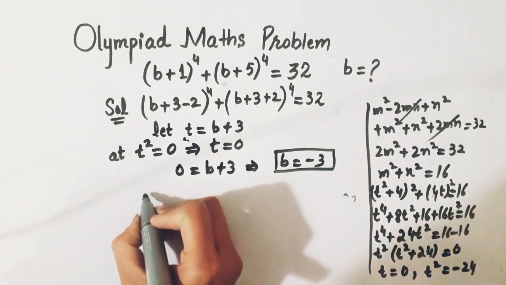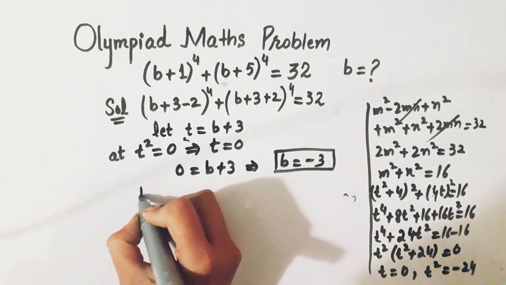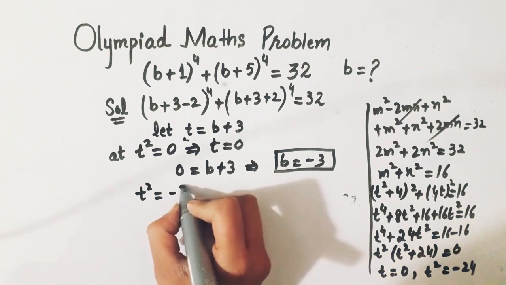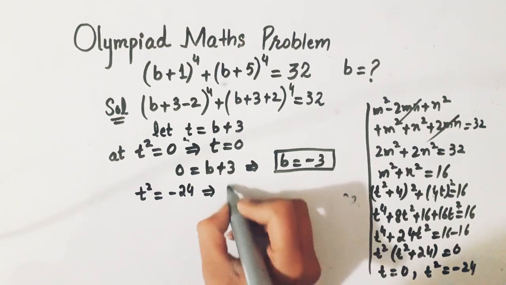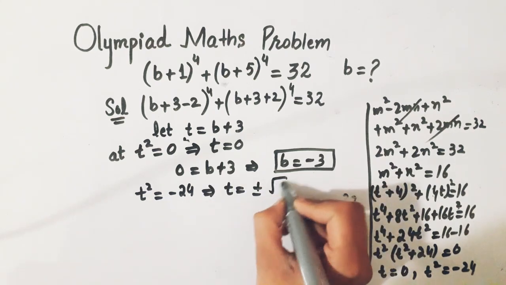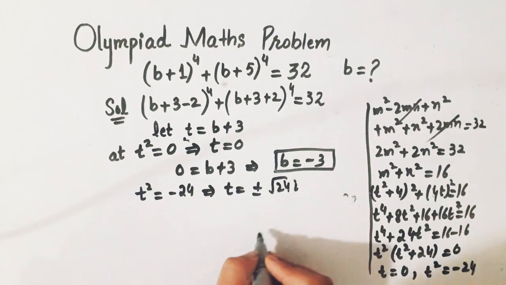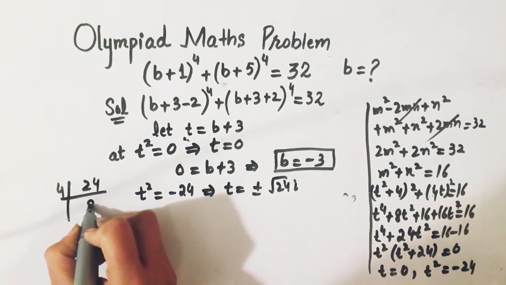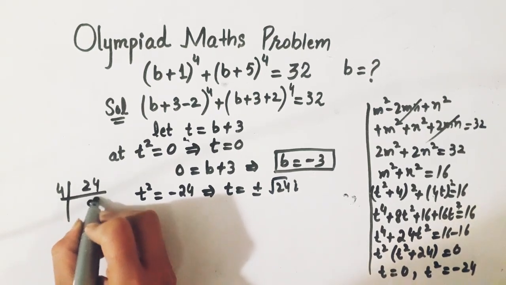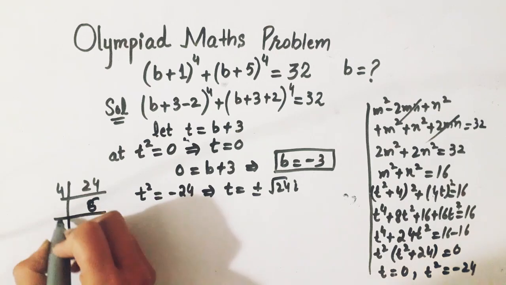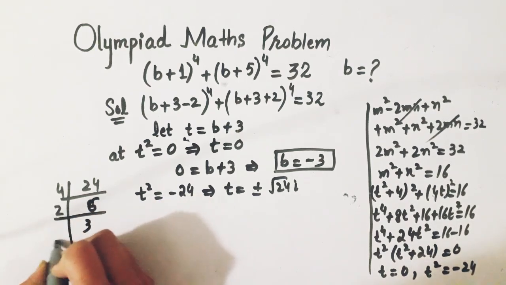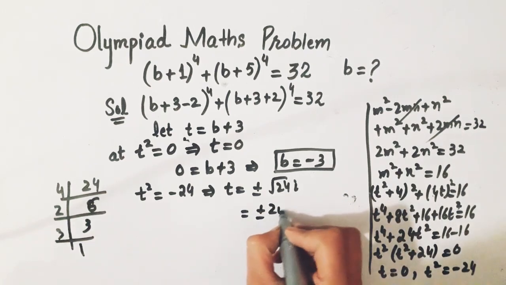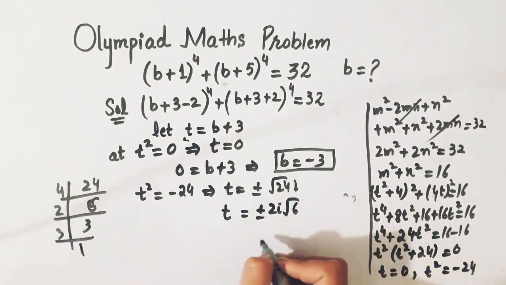For the other one, we have t squared equals minus 12. That means t equals plus or minus root 12 iota. Now we make the factors of 12, which gives plus or minus 2 iota root 3. This is the value of t.